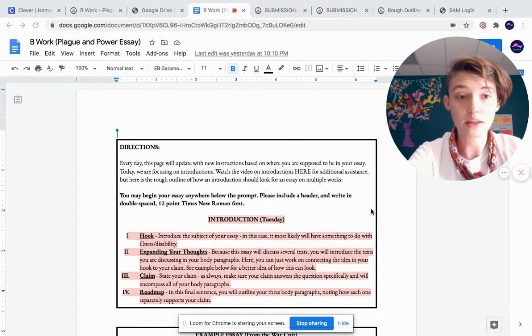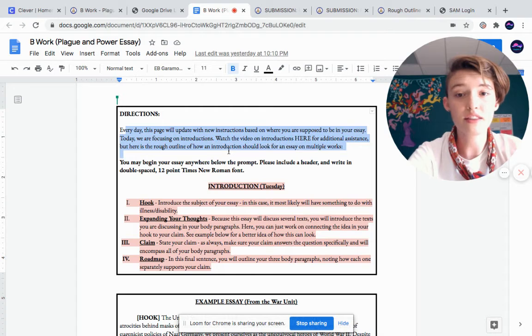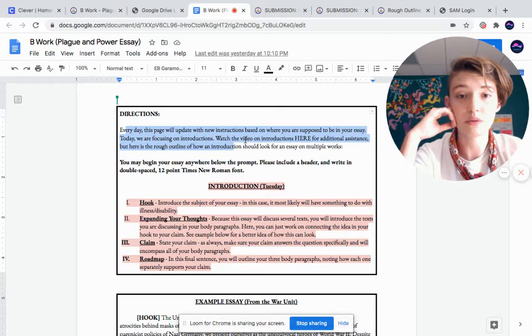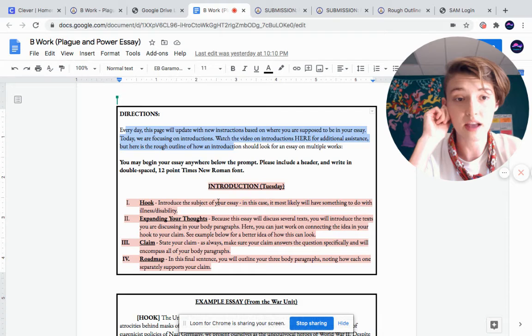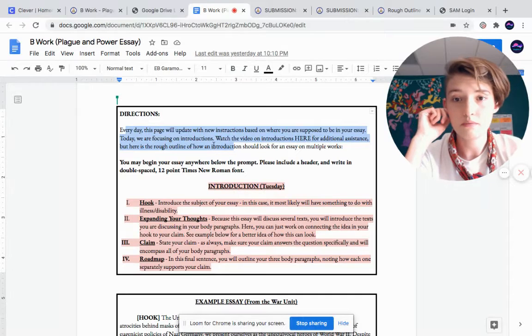But once you're ready for your introduction, here's how you're going to go about it. So every day this page, this is the B-Work page under day 2. Every day this page will update with new instructions based on where you're supposed to be in your essay. So today it has introduction. Tomorrow I will add in body paragraph, etc. Today we're focusing on introductions.